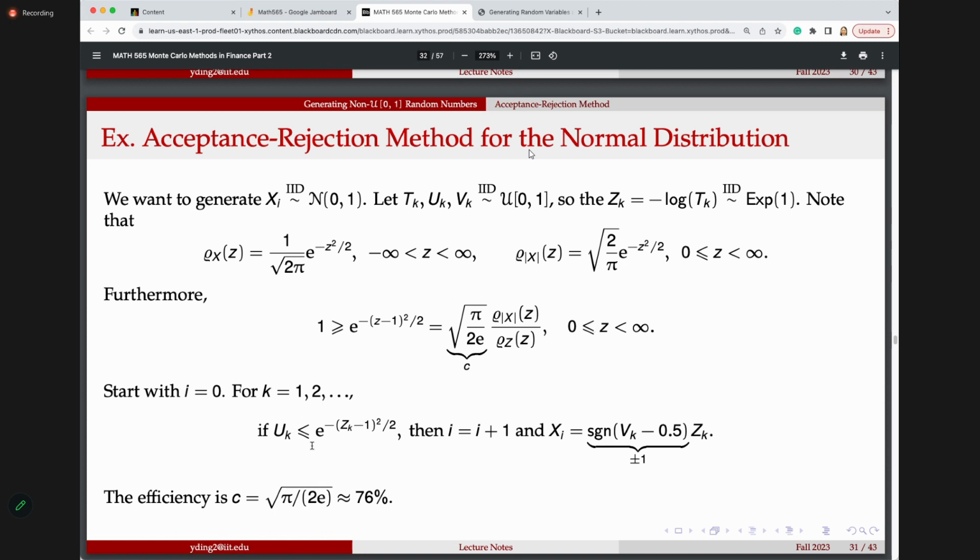And then we will try to get this value, plug zk inside, and compare with another uniform random variable. And of course, this one should be independent from tk, okay? And then we get that and compare. If it's greater than uk, we accept it. Otherwise, we decline this one. And here we still want the standard normal. So that's why we need to make sure it can be positive or negative.